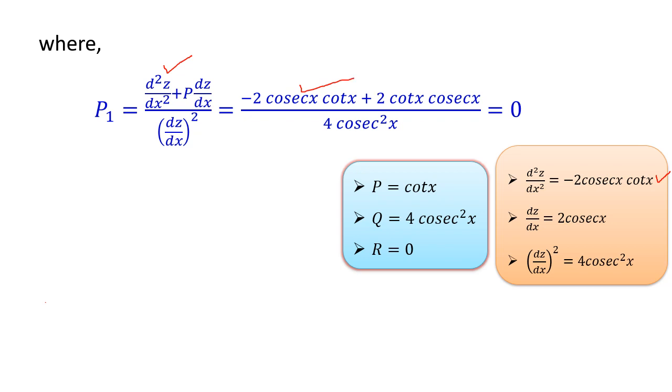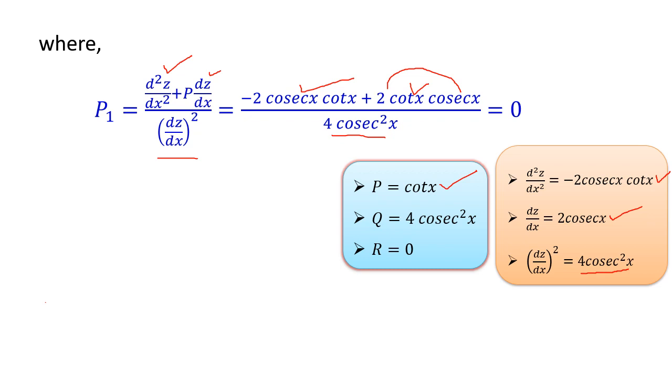The value of p is cot x. Therefore, we shall write cot x. And the value of dz by dx is 2 cosecant x. Therefore, we have 2 cosecant x here. And in the denominator, we have dz by dx whole square. The value of dz by dx whole square is 4 cosecant square x.